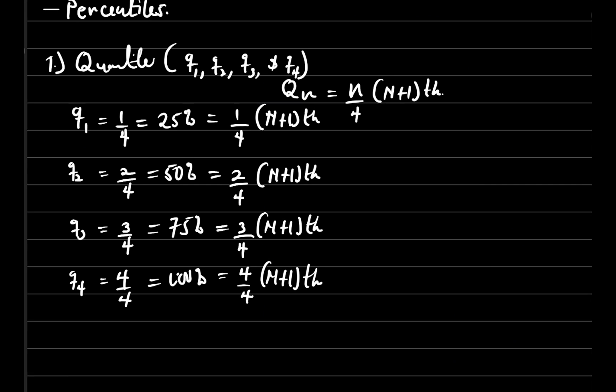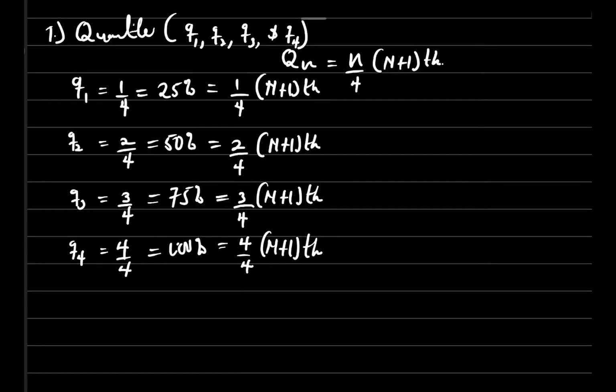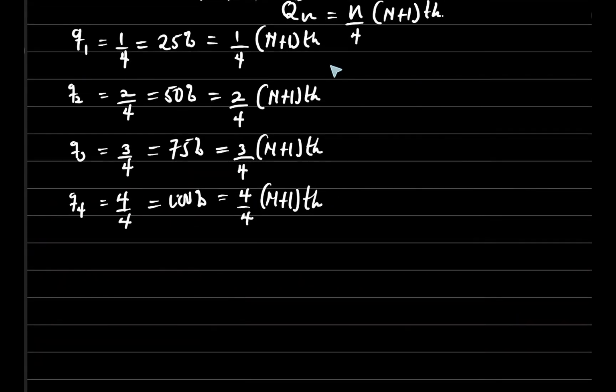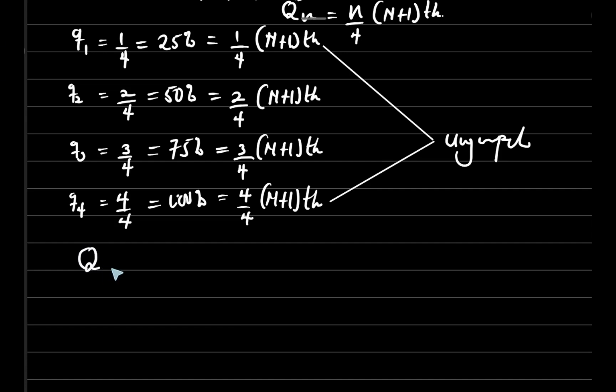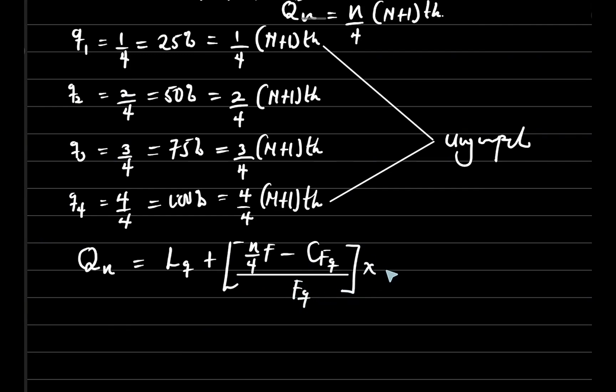So that's the formula for ungrouped data. For grouped data, the general formula is: Qn equals the lower boundary of the quartile class, plus open bracket n over 4 times N minus the cumulative frequency before the quartile class, divided by the frequency of the quartile class, and then multiplied by the class size. So that is the grouped data formula.